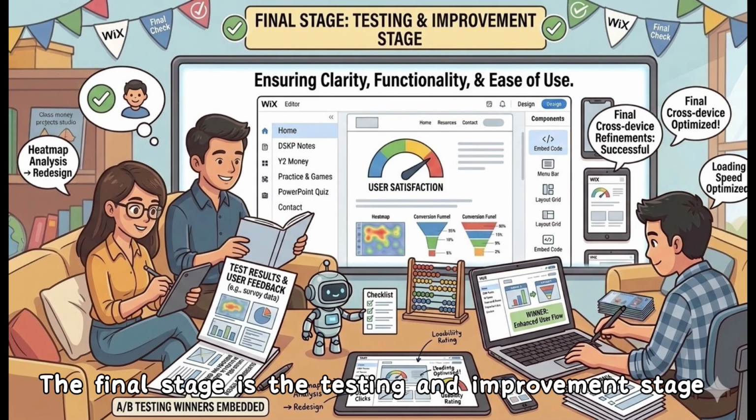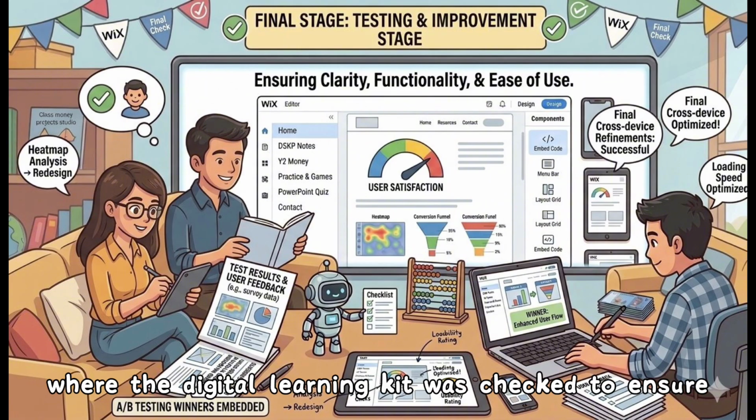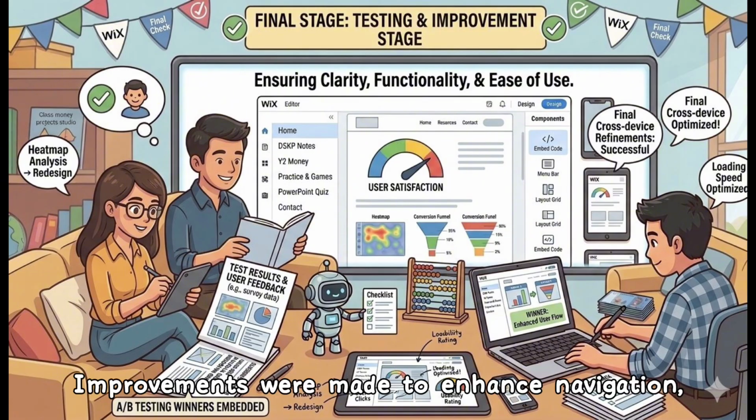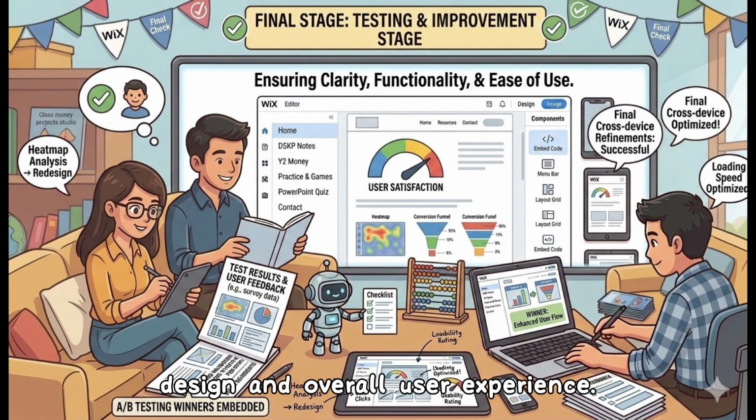The final stage is the testing and improvement stage, where the digital learning kit was checked to ensure it is clear, functional, and easy to use. Improvements were made to enhance navigation, design, and overall user experience.